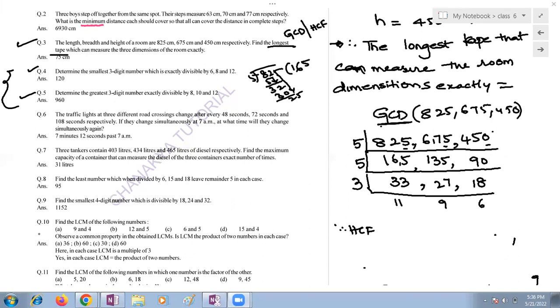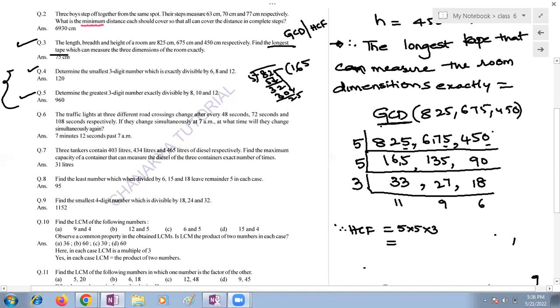Ma'am, I have a doubt about 9 and 6. Yes, Varshit Krishna. Ma'am, when we are doing this HCF using this method, should we use only prime numbers, or can we use composite numbers also? Only prime numbers.